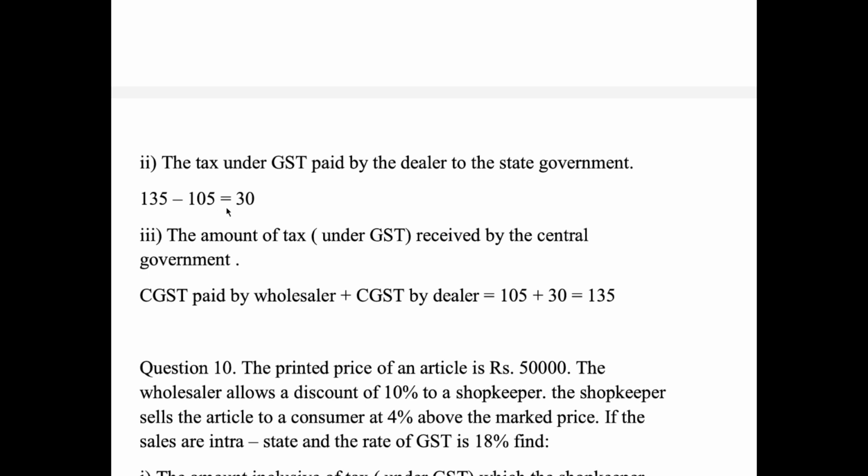is 135 minus 105 is equal to 30. Come to the next question, that is question number 3, the amount of tax that is under GST received by the central government, that is CGST paid by the wholesaler plus CGST by dealer, that is 105 plus 30 rupees, that is equal to 135 rupees.